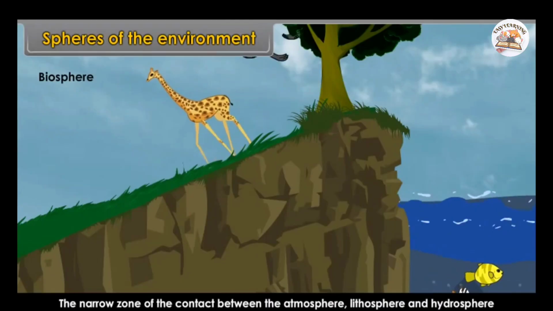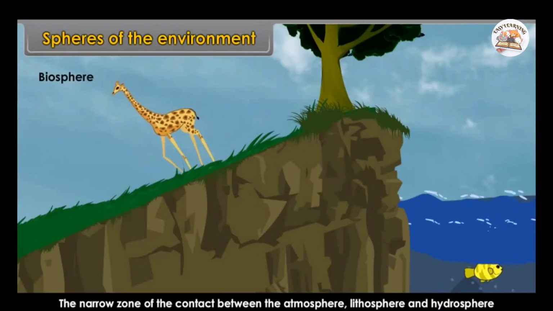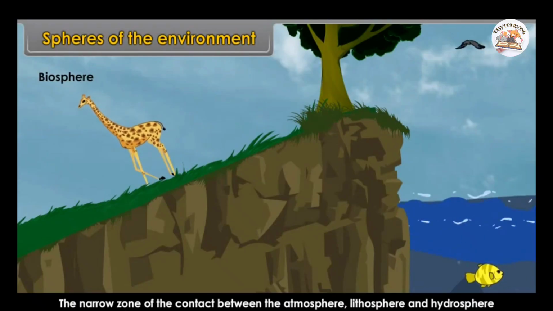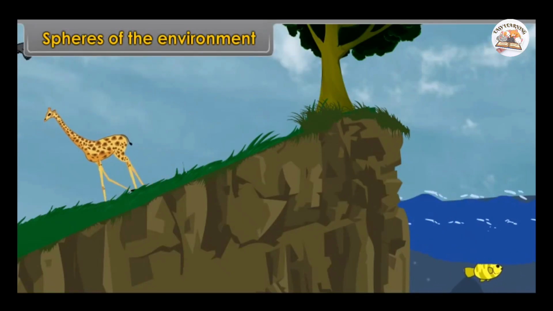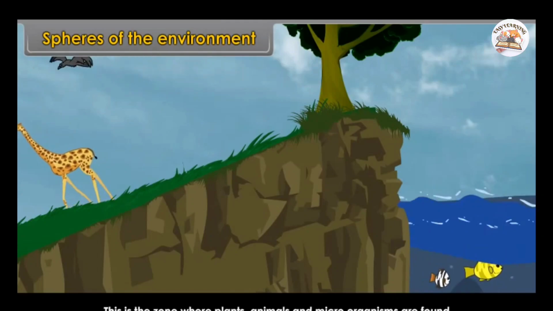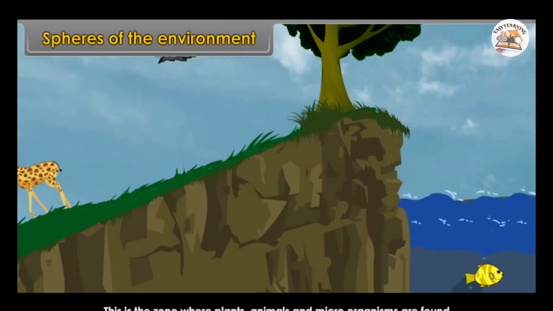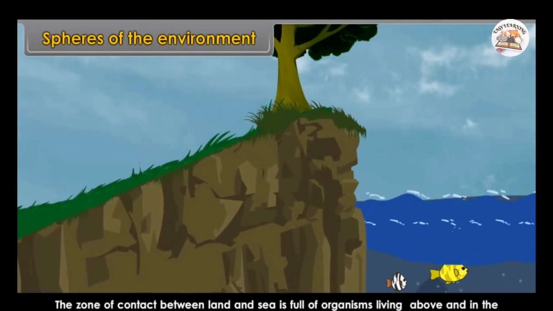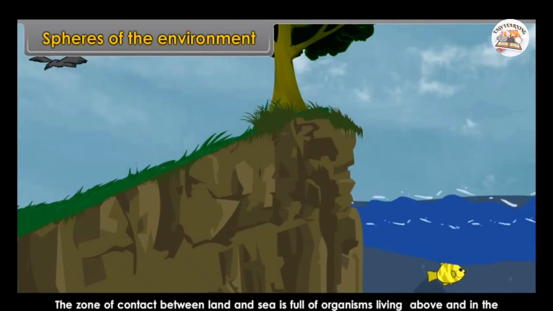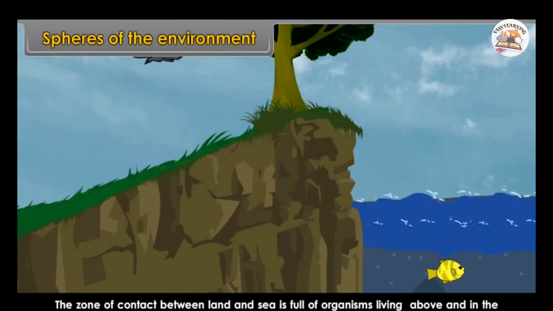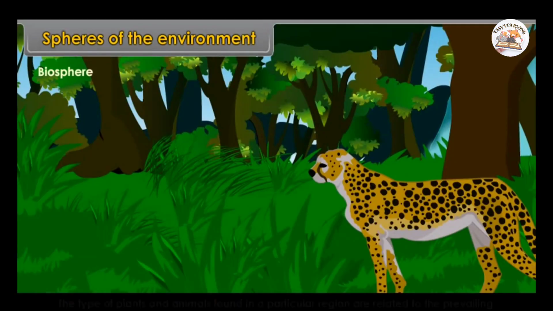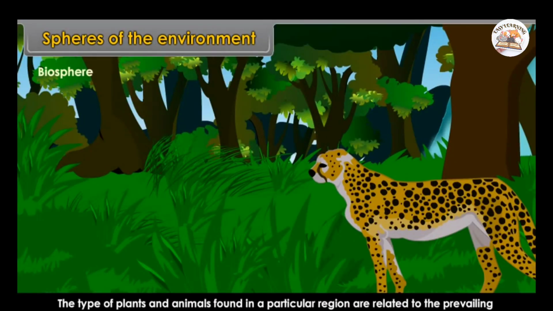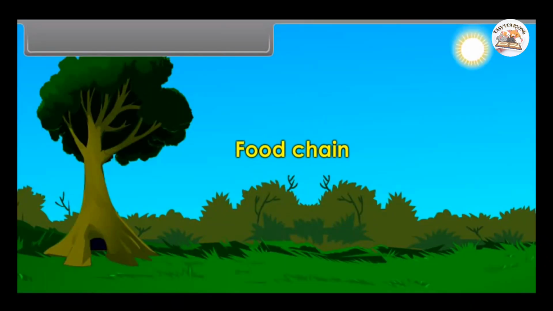Biosphere. The narrow zone of the contact between atmosphere, lithosphere and hydrosphere is known as biosphere. This is the zone where plants, animals and microorganisms are found. The plants and animals living on land are found in the zone of contact between the lithosphere and hydrosphere. The zone of contact between land and sea is full of organisms living above and in the shallow sea water near the shore. The type of plants and animals found in a particular region are related to the food chain.